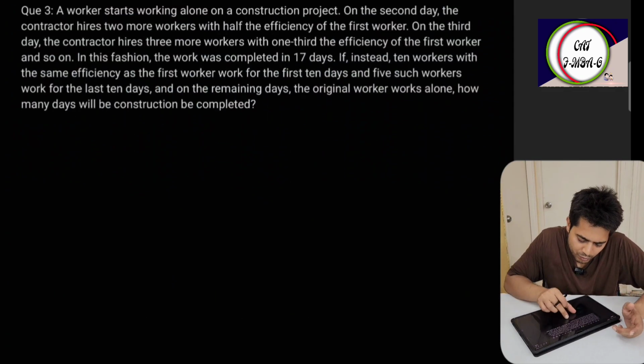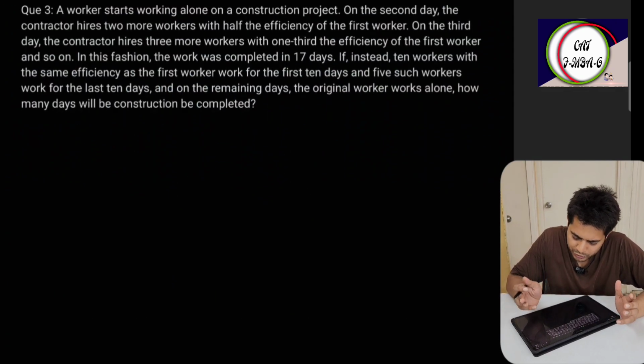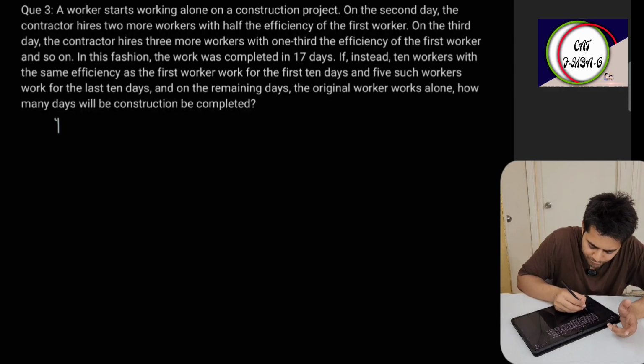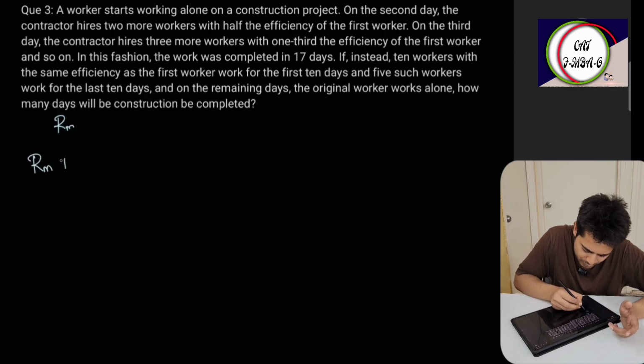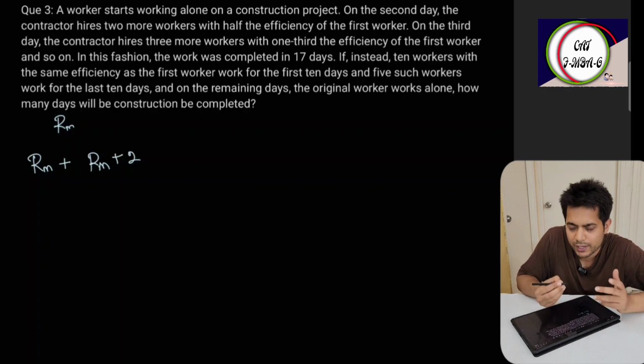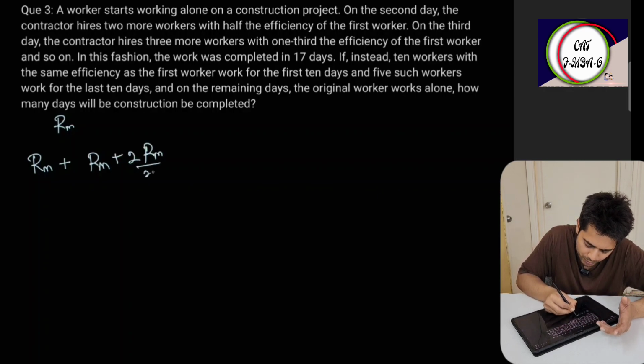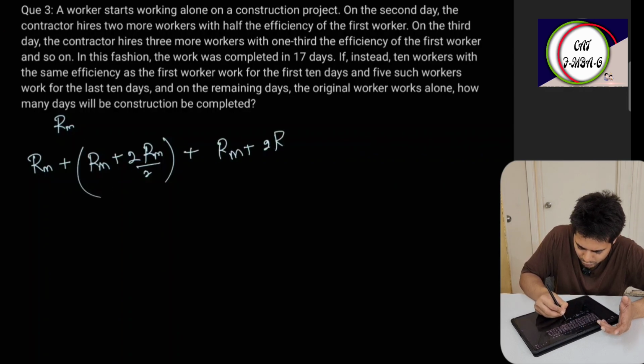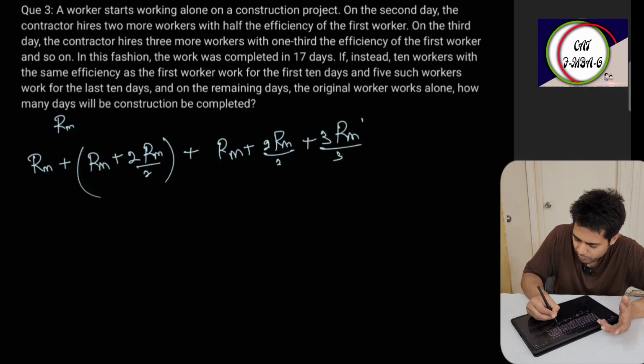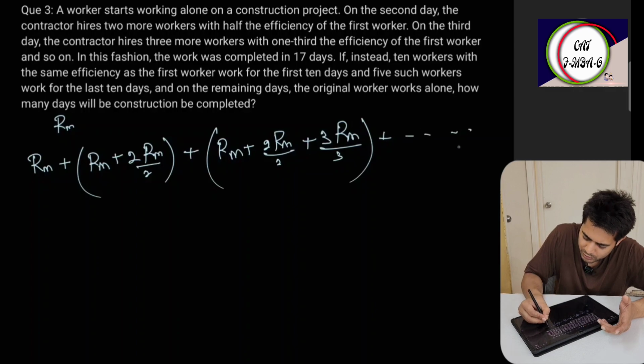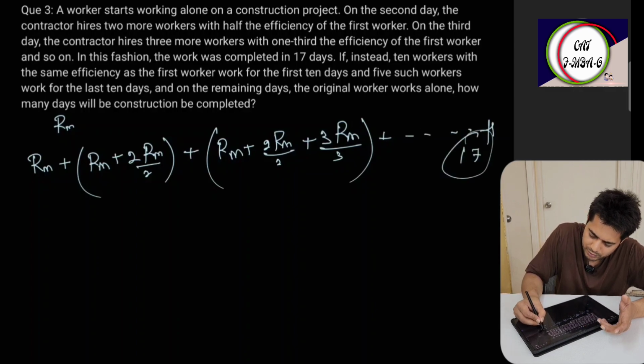Question number 3. A worker starts working alone on a construction project. On the second day, the contractor hires 2 more workers with half the efficiency. Let the efficiency of the worker be RM. So on the first day, RM works, plus on the second day RM plus 2 more workers with half the efficiency, 2 into RM by 2. On the third day, RM plus 2 into RM by 2 plus 3 more workers with 1/3 the efficiency. Okay, this goes up to the 17th day.